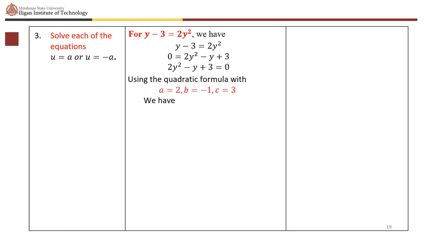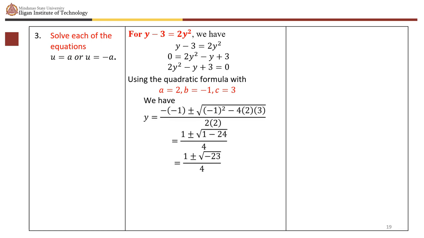And now we can make use of the quadratic formula with a equal to 2, b equals negative 1, c equal to 3. And we have the following. If you remember again, the quadratic formula says you have y equals minus b plus or minus the square root of b squared minus 4ac all over 2a. So we now replace b there with negative 1, so minus of minus 1, plus or minus the square root of negative 1 squared.